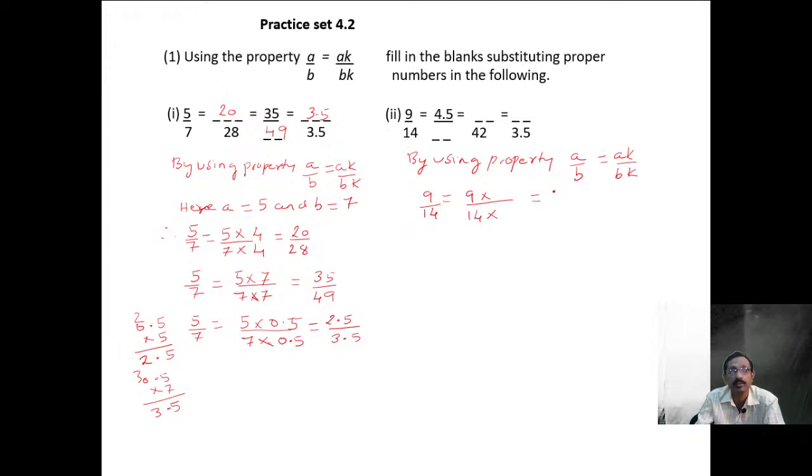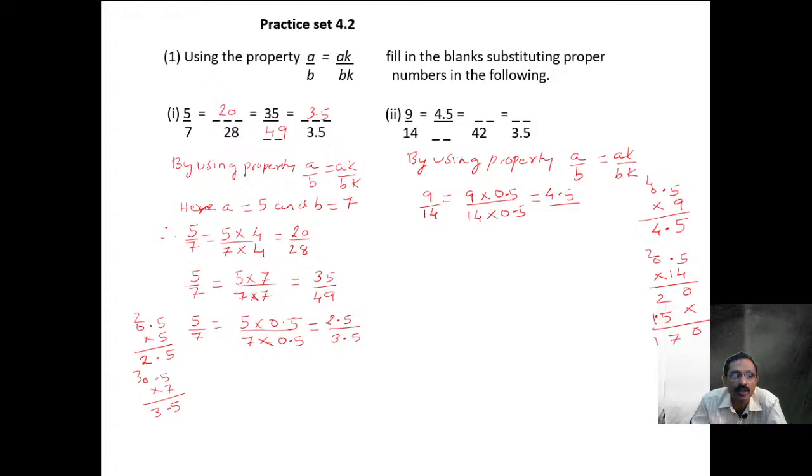If I multiply 9 with a certain number, I'm getting here 4.5. Let us try with a certain number where we can get 4.5. Suppose I use 0.5 into 9. 9 5s give me 45, and this 4 comes here, 4.5. That means if I multiply this 9 by 0.5, I am getting 4.5. Similarly, as per the property, the same number has to be multiplied. So multiply 14 by 0.5. We can check here 0.5 into 14.